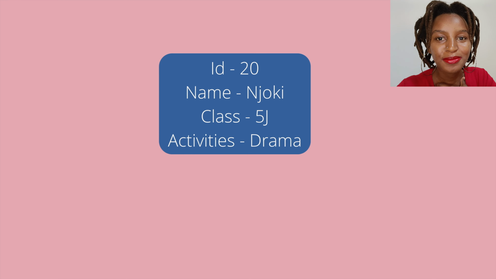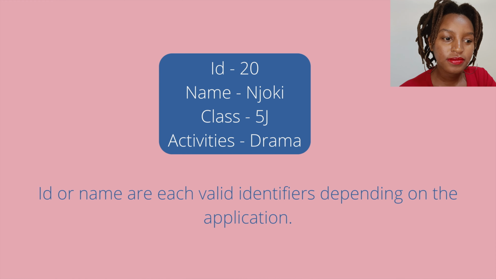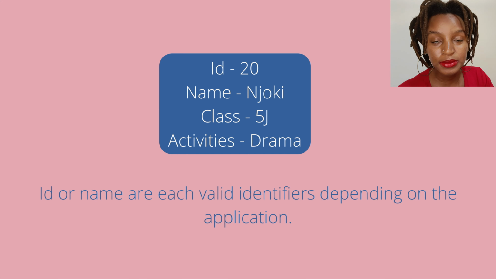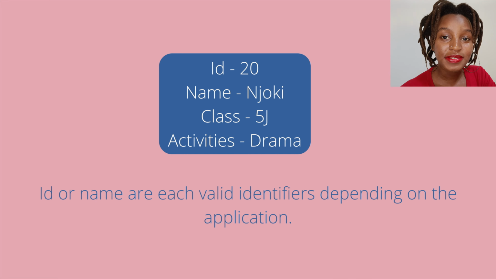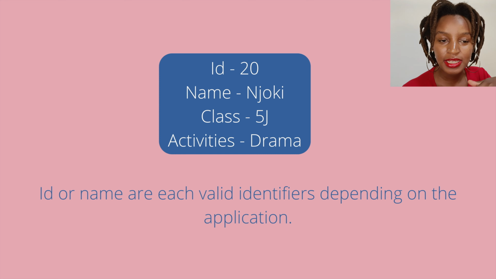Let's go back to an example again when trying to determine what type of identity to use. We have, for instance, in our case, we could have used ID or we could have used name. These are both valid identifiers. Of course, we rule out class 5J because there's a possibility of so many people in this class, so that is not unique to the student, maybe at the class level. We also rule out activities because an activity can have many students participating in it. Same case where one student can participate in many activities. In this case, of course, these are not valid identifiers.